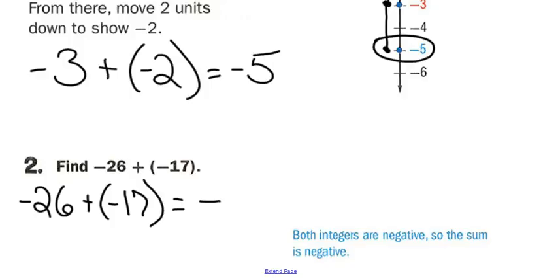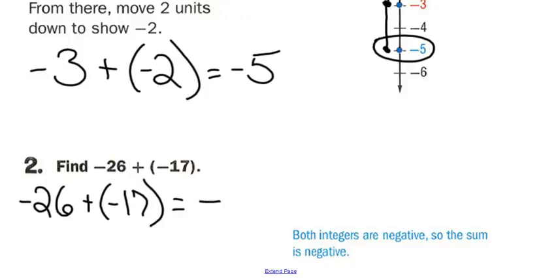So we know that our answer is going to be negative as well. All right, so we can kind of use a trick here. We can say to ourselves, well, if I take the absolute value of both of these and add them together, and then I just use that negative sign, that'll give me the answer as well.